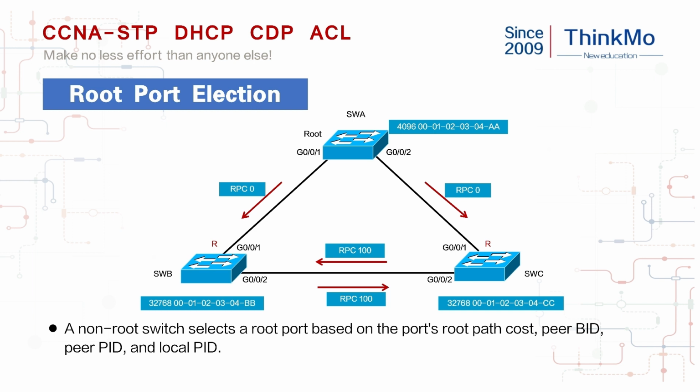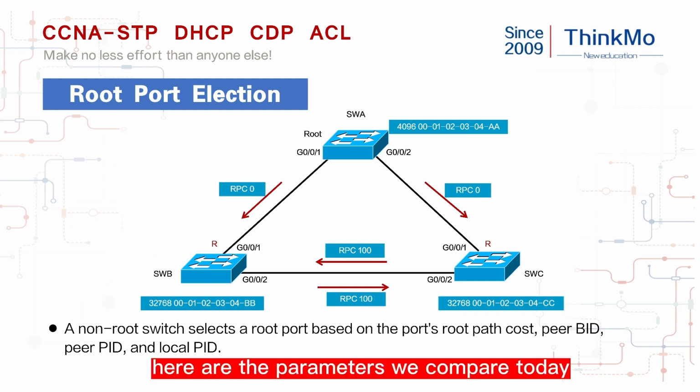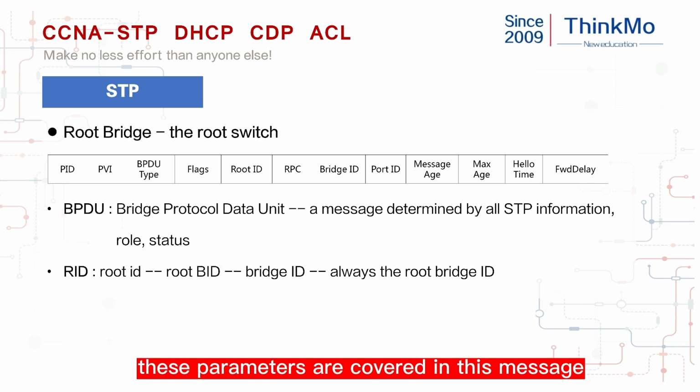Let's look at this sentence. In the future, we will conduct role elections. When we are doing role election, it will depend on the path cost, peer BID, peer PID, and local PID. Here are the parameters we compare today. These parameters are covered in this message. So after they send messages to each other, they determine the respective device and port status. That is, devices are updated through BPDU messages. This is part of what we talked about last class.